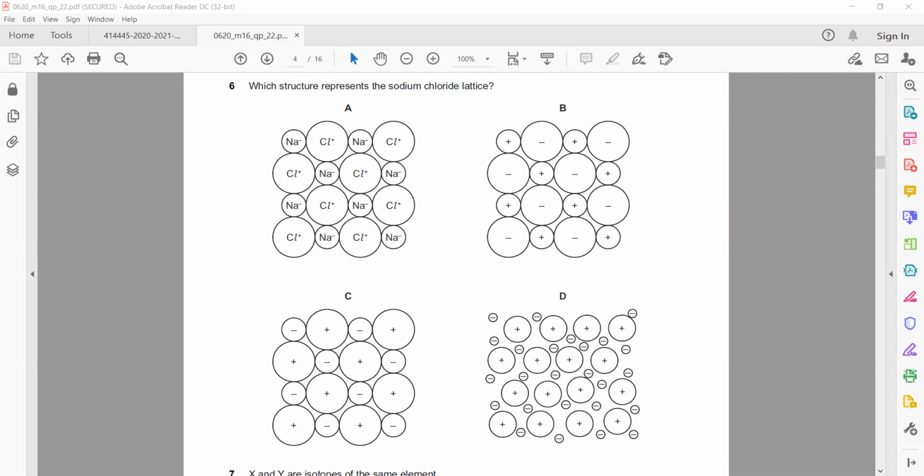A sodium chloride lattice. Lattice means sodium chloride is an ionic compound. First thing, A is totally wrong. Why is A totally wrong? Because sodium is a metal and chlorine is a non-metal, so the metal should have a positive charge and the non-metal should have a negative charge. So this is totally wrong.